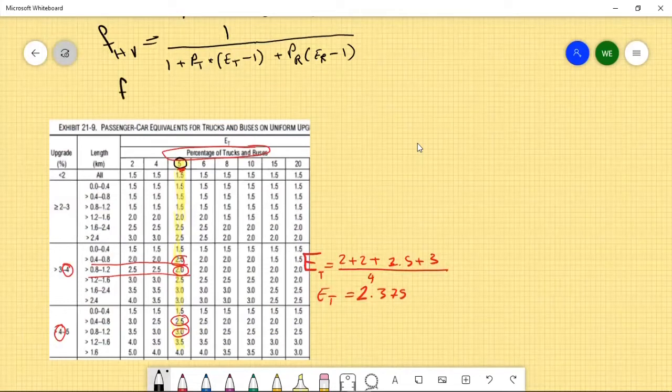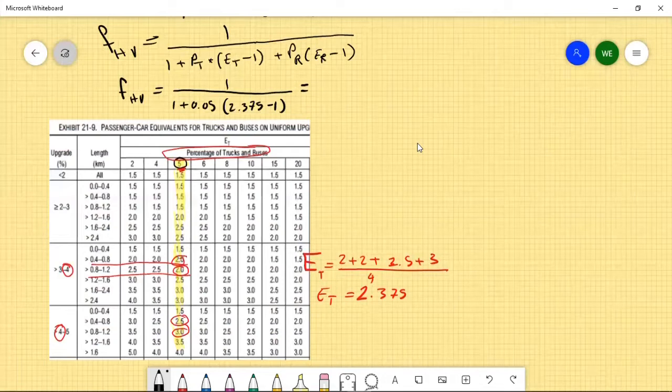So the factor for the heavy vehicles equals 1 over 1 plus percentage trucks 0.05 multiplied by 2.375 minus 1. And there is no RVs in this problem. So this will equal 1 divided by 1 plus 0.05 multiply 1.375. So this will be 0.9356. Okay.